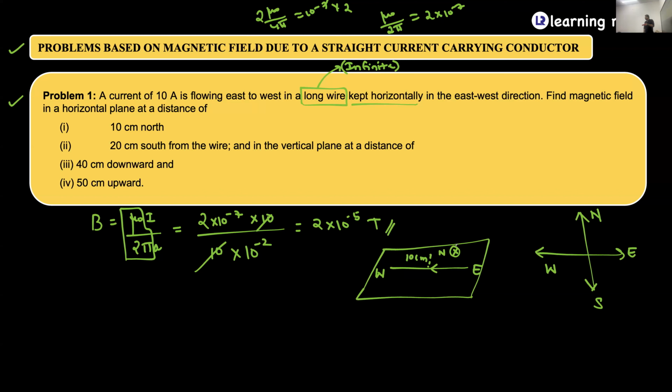Are you able to understand? So it is going to be 2 into 10 power minus 5 Tesla vertically downward.